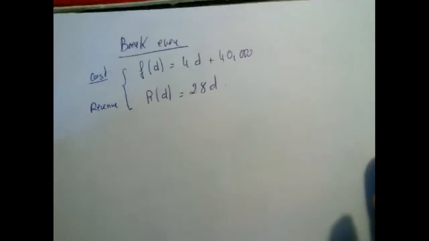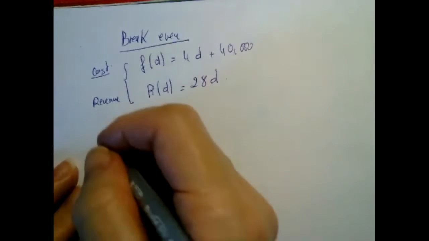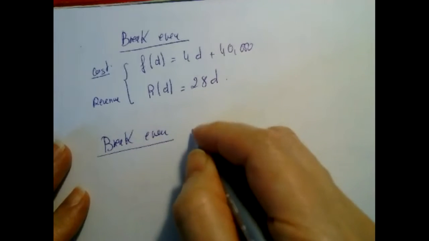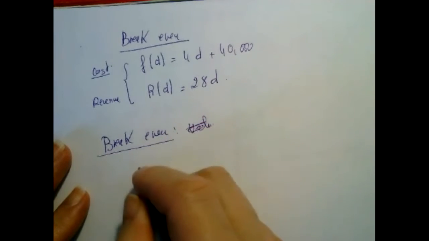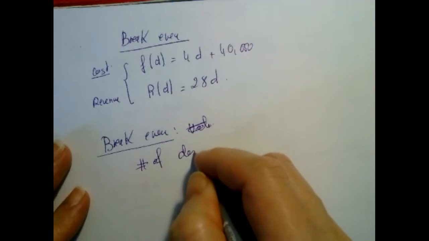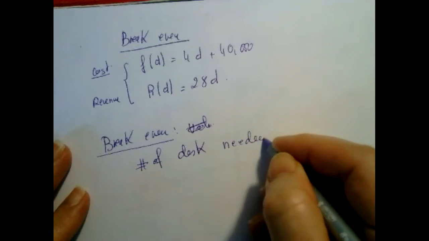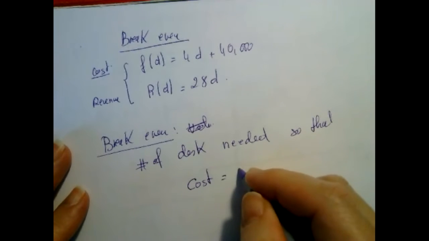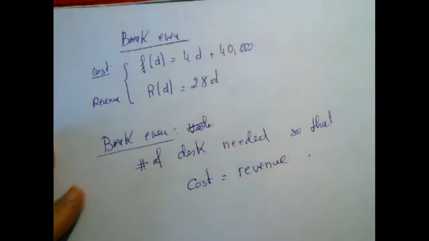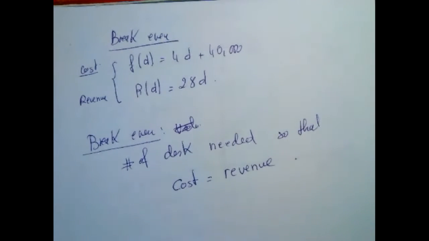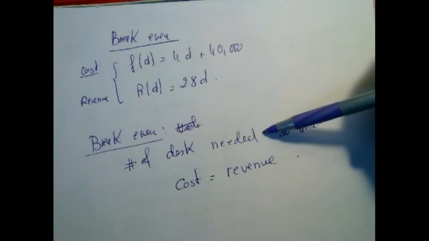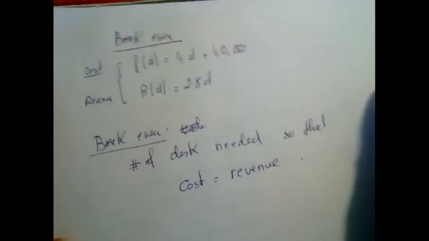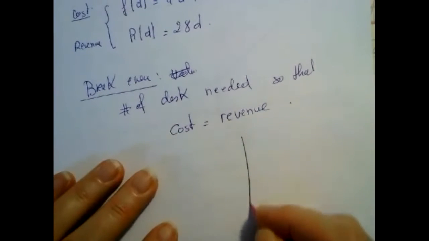Break-even means when is the cost equal to the revenue. So break-even is the number of desks needed so that the cost equals the revenue. That's the break-even point. Means how many desks should they produce so that the cost and the revenue are equal. So let me graph this. Let me help you graphically see if it works.